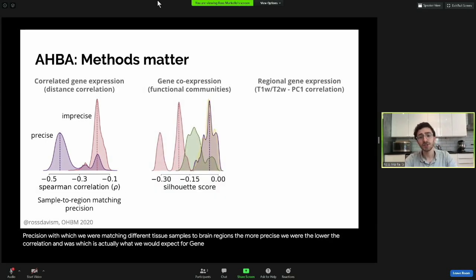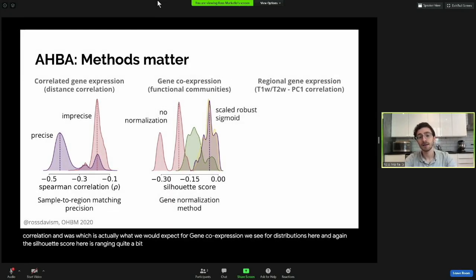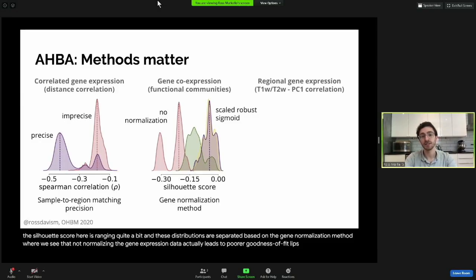For gene co-expression, we see 4 distributions here. And again, the silhouette score here is ranging quite a bit. And these distributions are separated based on the gene normalization method, where we see that not normalizing the gene expression data actually leads to poorer goodness of fit of those functional communities in our gene-gene co-expression matrix.